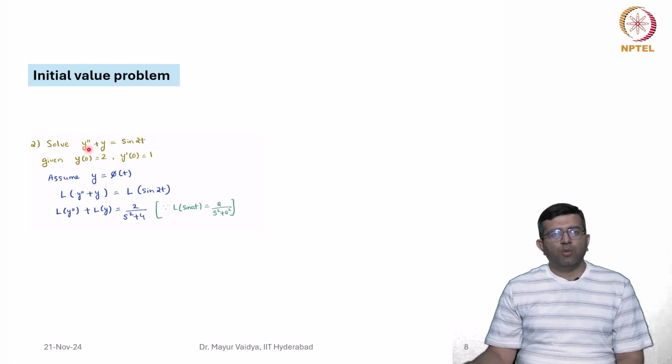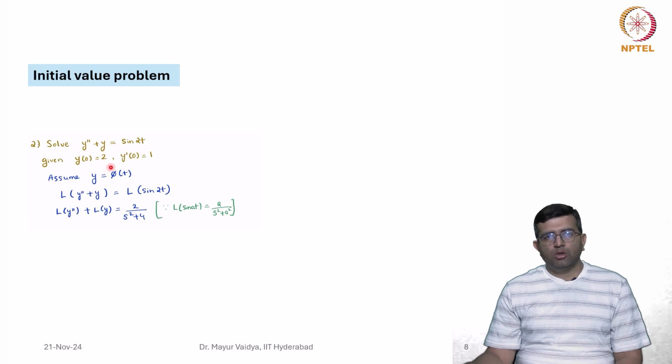So, let us solve y double dash plus y is equal to sine 2t, given that y(0) is equal to 2 and y dash (0) is equal to 1. Again, let us assume that y is equal to phi of t. Take the Laplace transform on both sides. Using the linear operation property, we can write L of y double prime plus L of y is equal to L of sine 2t.